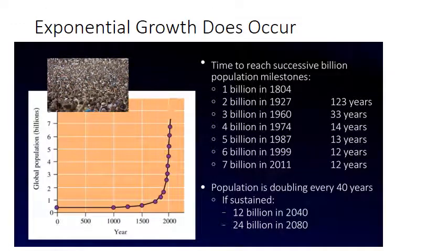Another population that's been growing exponentially is the human population of Earth. So you can see the shape of this curve is a very distinctive J.